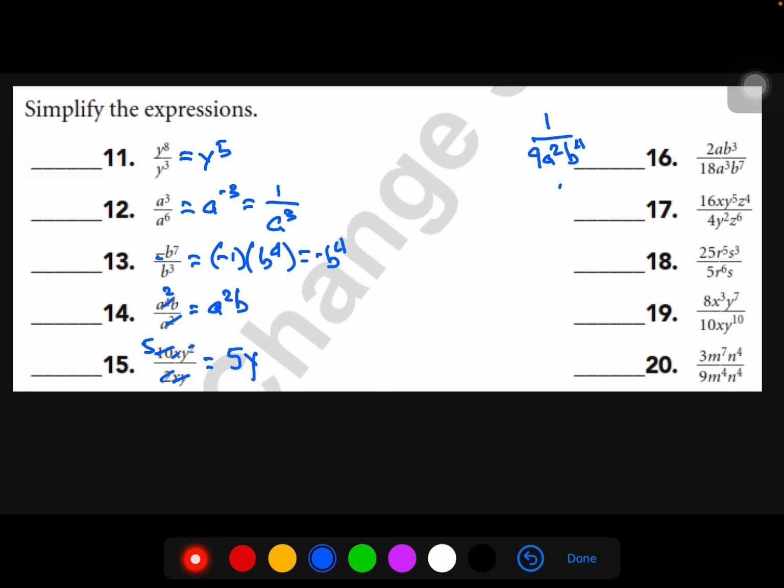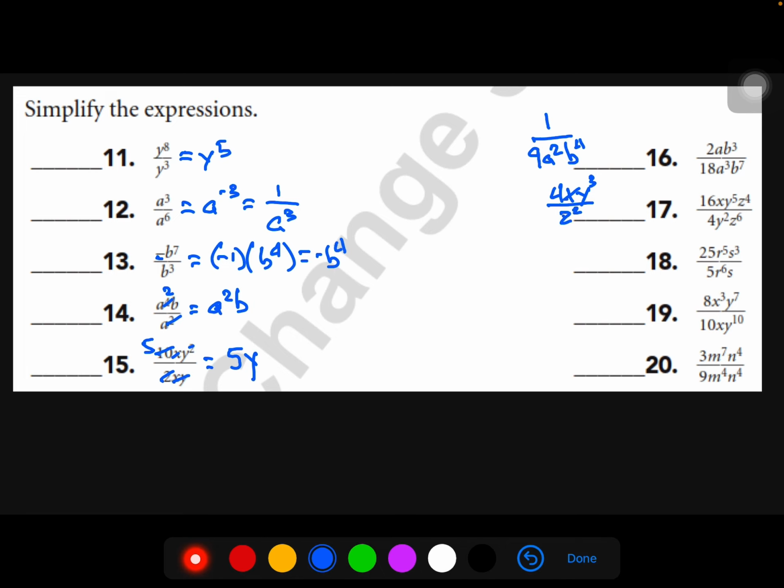16 divided by 4, we're going to have a 4 in the numerator. 16 is bigger, so our coefficient will be in the numerator. We don't have any x's on the bottom, so we'll put that x on top. We've got more y's on top, so we got y to the 5 minus 2, or y cubed. And then we have more z's on the bottom, so z to the 6 minus 4 is z squared.